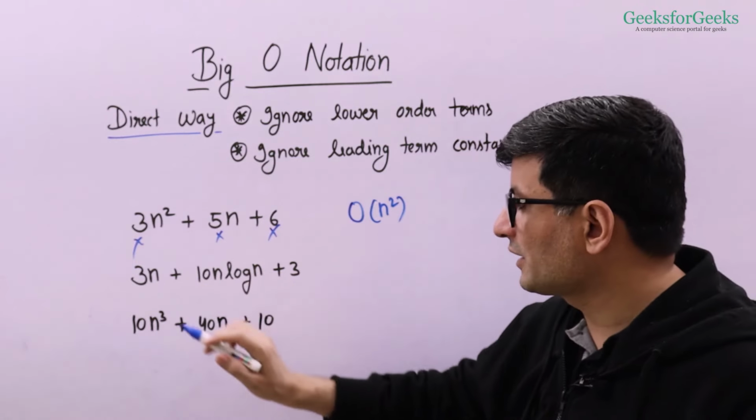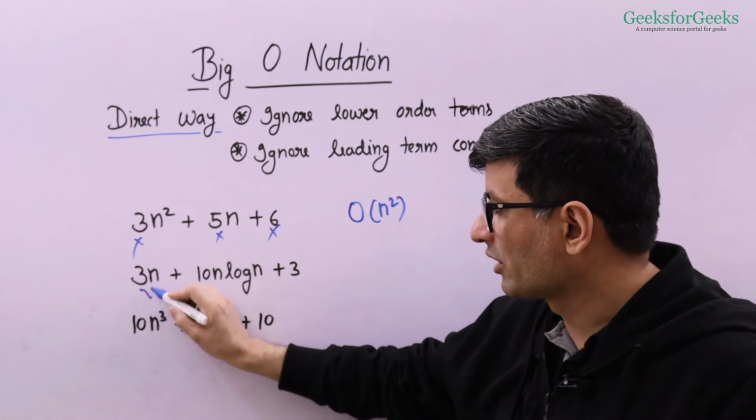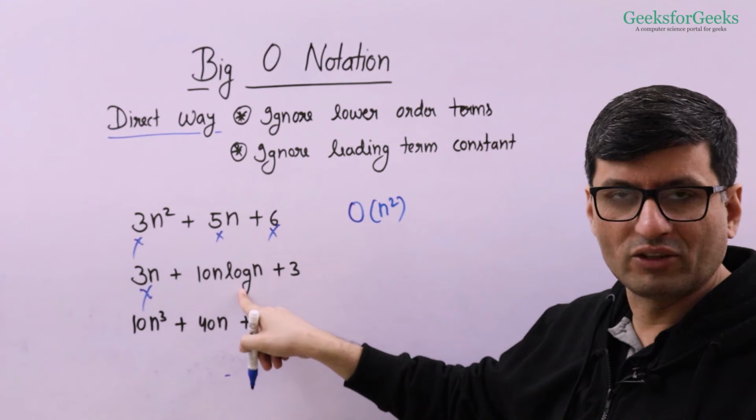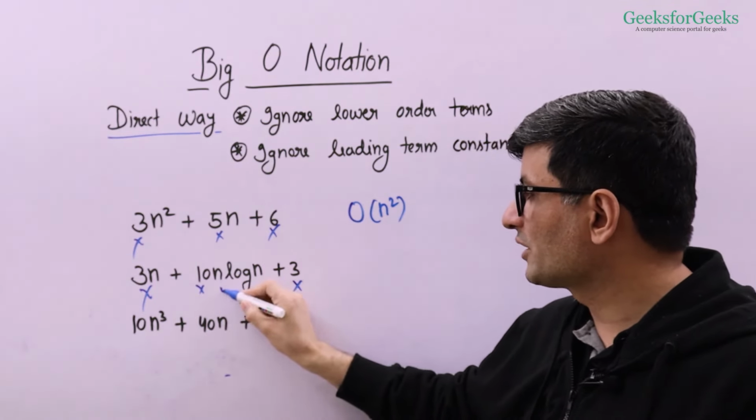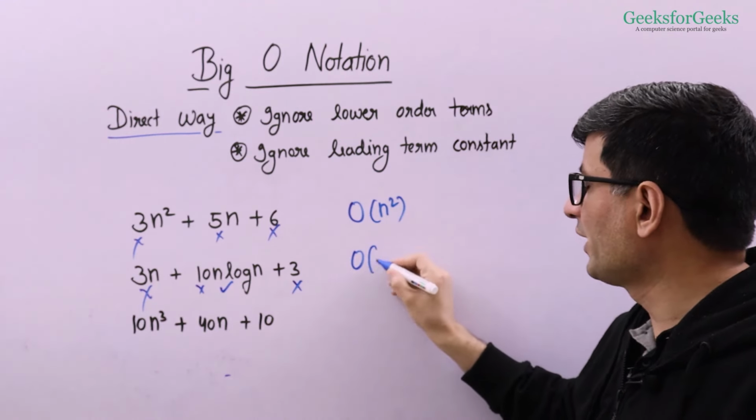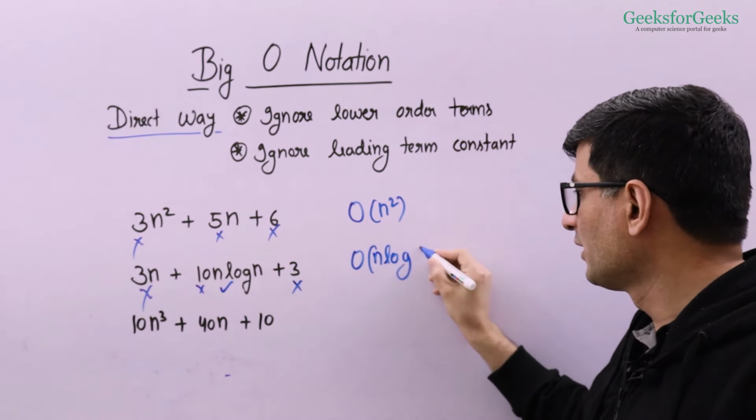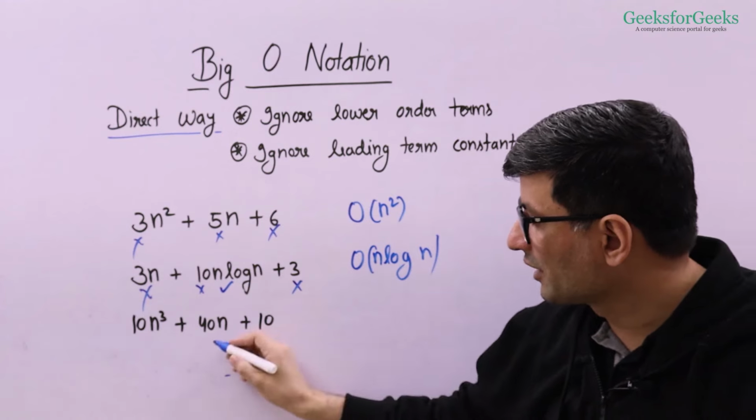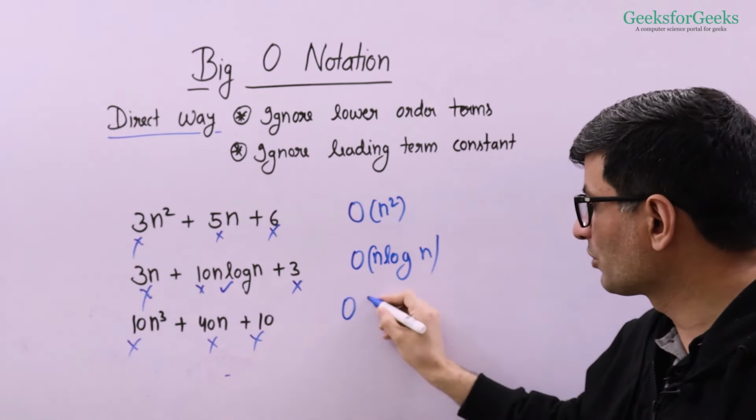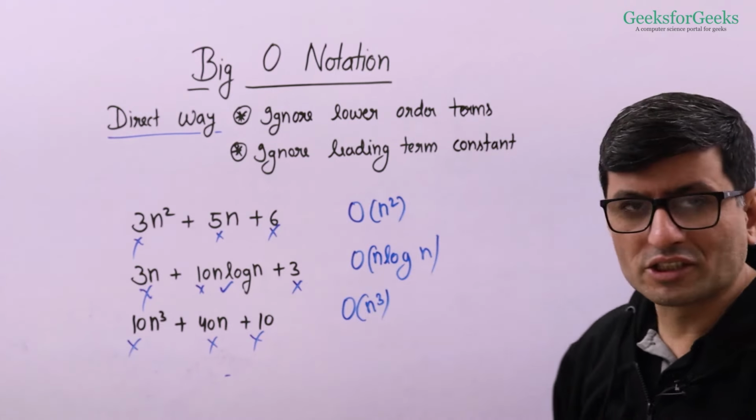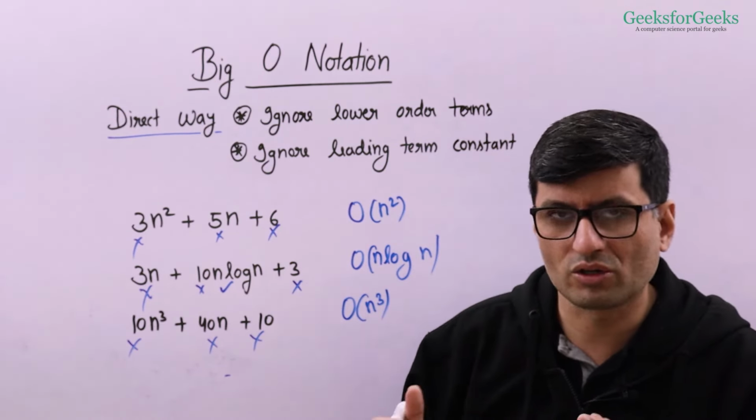So in this expression, this is a lower order term because we have n log n here, right? N log n is a higher order term. We ignore the lower order terms, we ignore the leading constant. So we have the order of growth as big O of n log n, right? Let's now see this expression. Here we ignore the lower order terms, we ignore the leading constant, and we have order of growth as big O of n cube. So this is a direct way of finding order of growth.